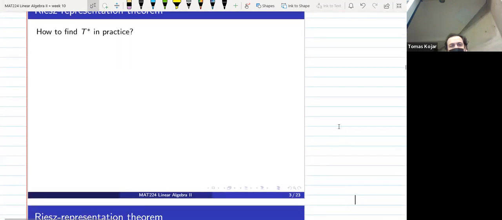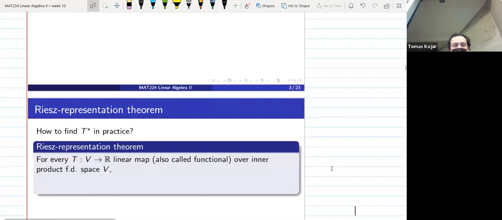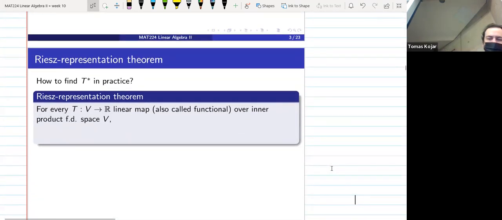How do you find the adjoint? How do you know it exists? You're going to prove this in your homework, problem 3, I think.